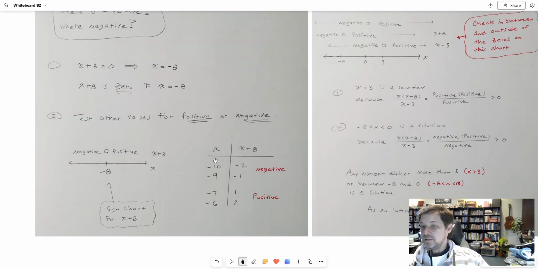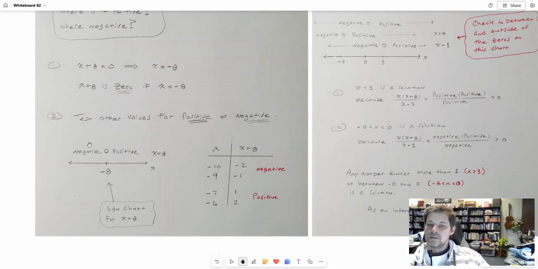Now you might think, well, how could I make that conclusion? Because what about negative 11? I didn't try negative 11. What about negative 12? I didn't try negative 12. Well, the truth is, if you test just one number in each region, it will tell you what's going to happen to every number. So if I take one number left of negative 8, such as negative 9, and I get a negative number out of this as a result, it means everything over here is going to have the same effect.